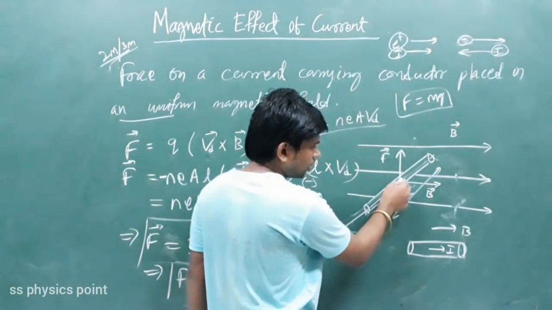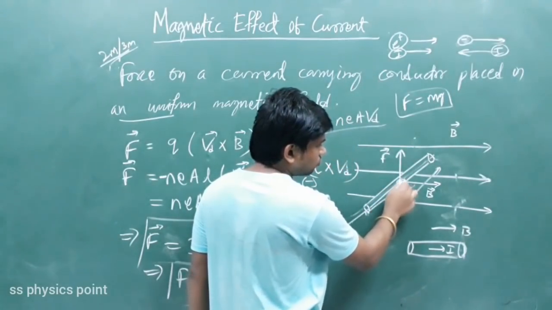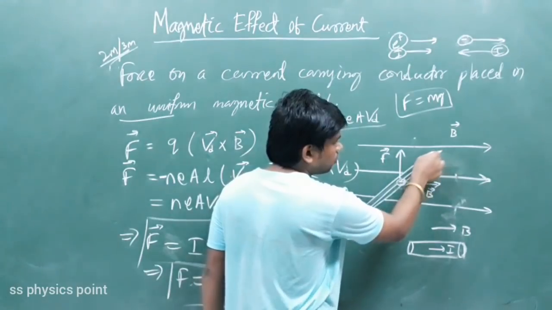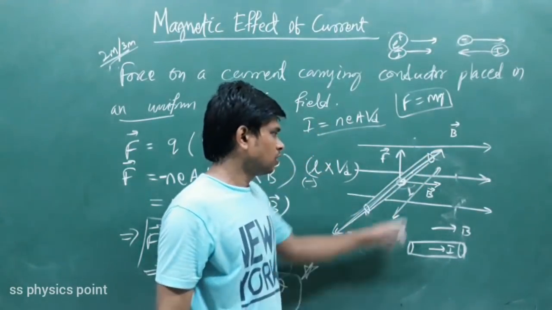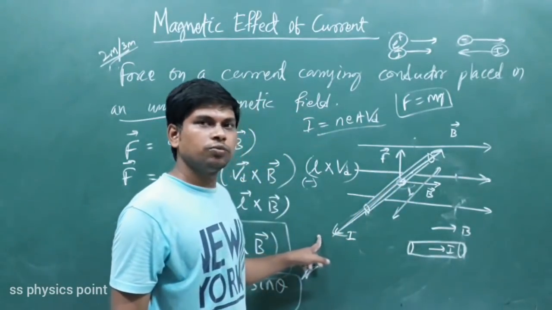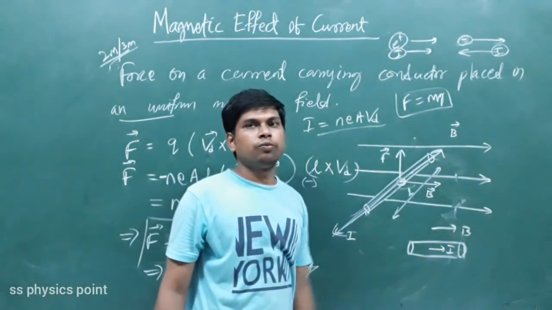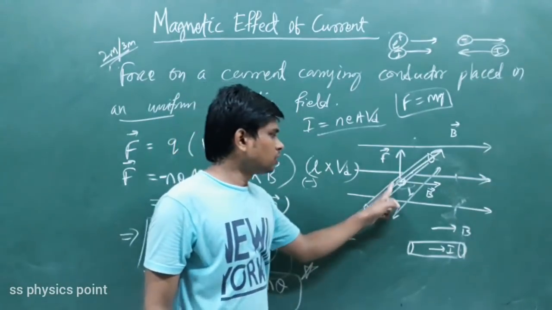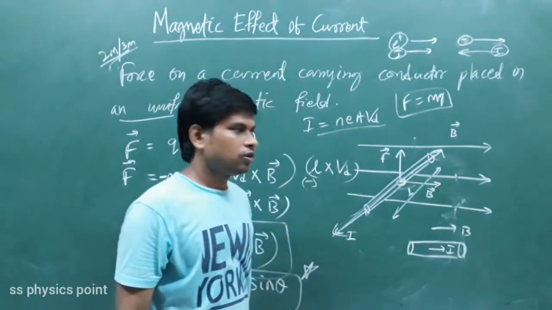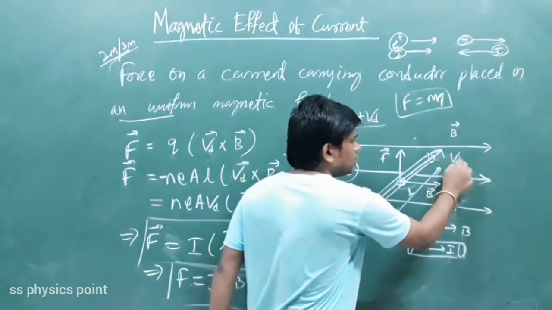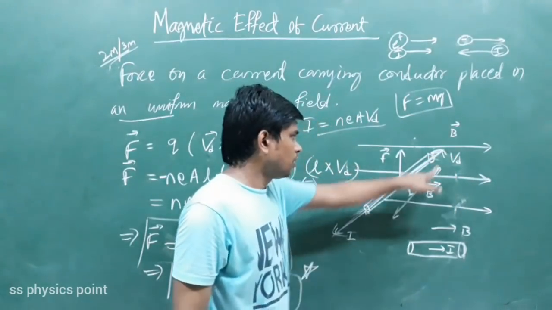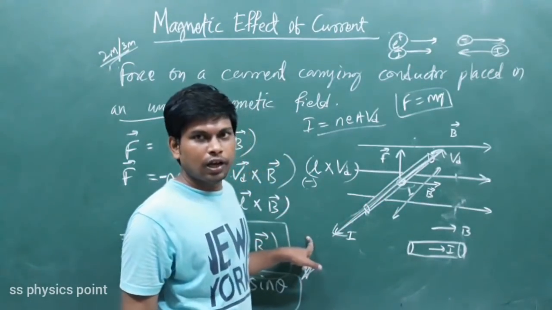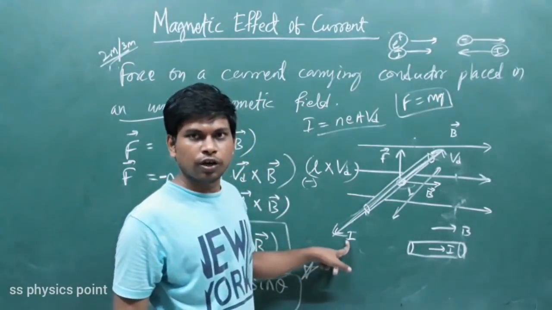So if you are taking this as a negative charge, what will happen? Electron will move in this direction. Current is along this direction, means electron is moving in the opposite direction. So this is the direction of VD. This is the direction of VD along the direction of electron, and this is the direction of length. It is along the direction of current.